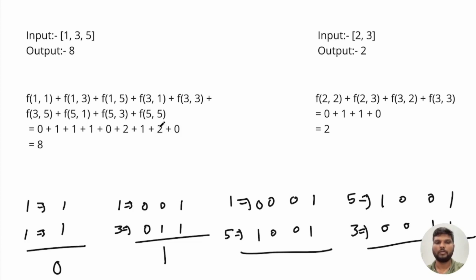So if you calculate all the bit differences and sum them, we get the total bit difference as 8.